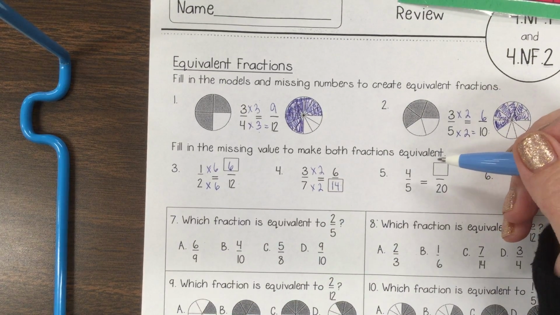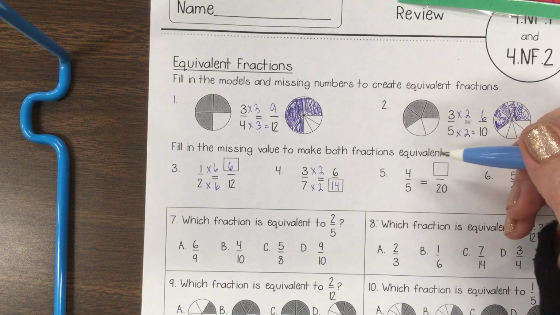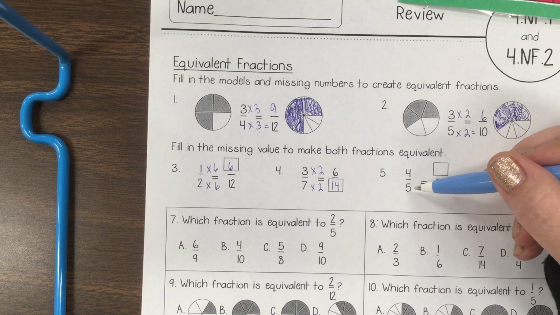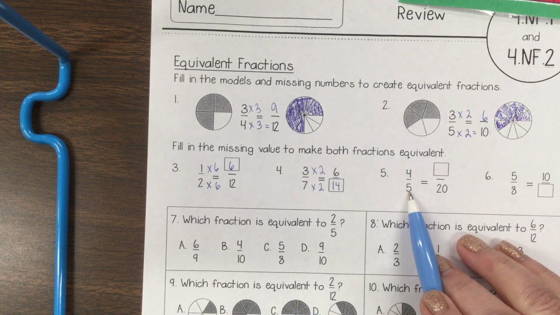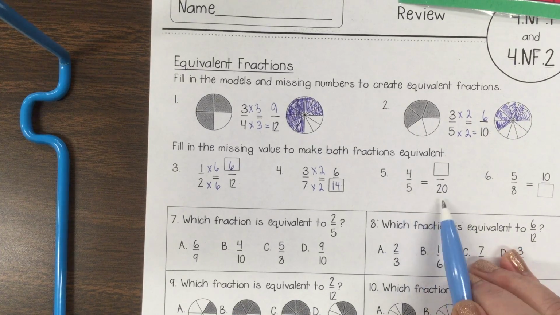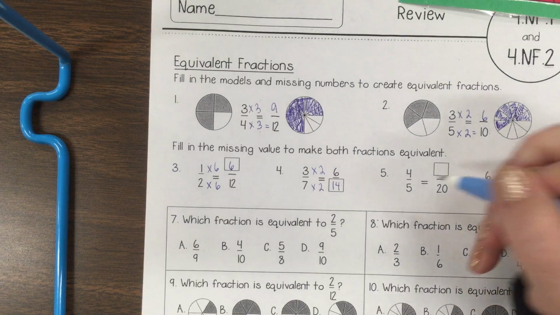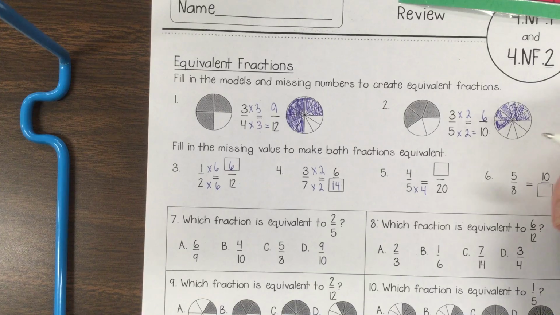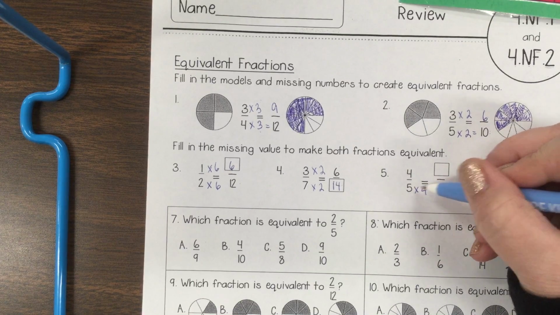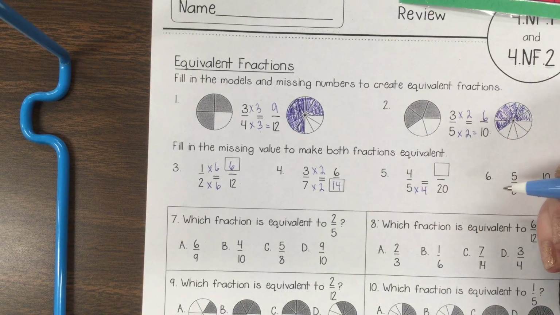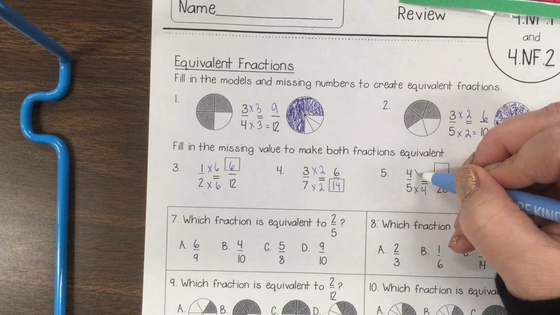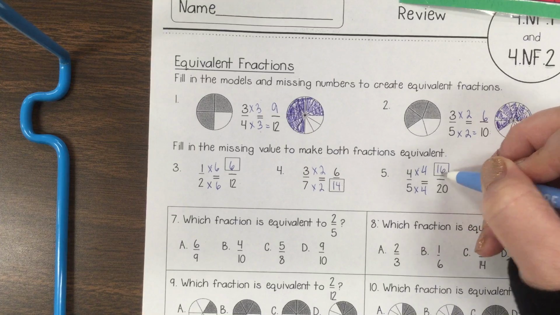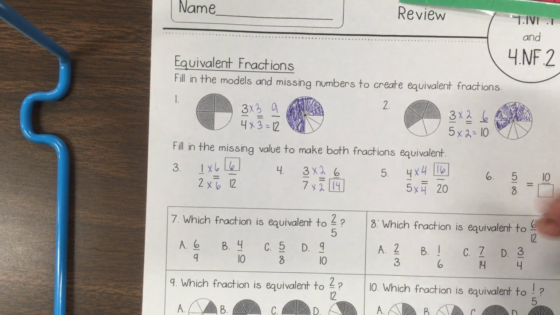Now this one, when I was working on it earlier, it kind of tripped me up a little bit because I was like, okay, 4/5. What can I multiply by 5 to get me 20? I hope you're saying 4. 5 times 4 is 20. So I'm going to multiply 4 times 4, and that's 16. That's that perfect square number you should be remembering.